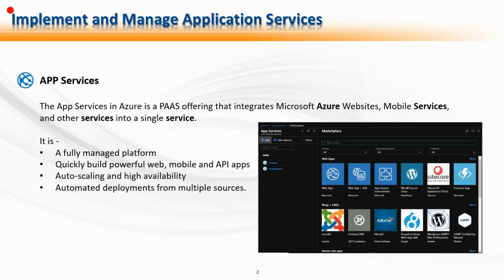We will start with app services. App Service in Azure is a PaaS offering that integrates Microsoft Azure websites, mobile services, and other services into a single service. It is a fully managed platform allowing you to run and scale your applications effortlessly. You can quickly build powerful web, mobile, and API apps using different programming languages of your choice. You can use .NET, Python, Java, you name it. You can also use PHP. So you can use any language of your choice.